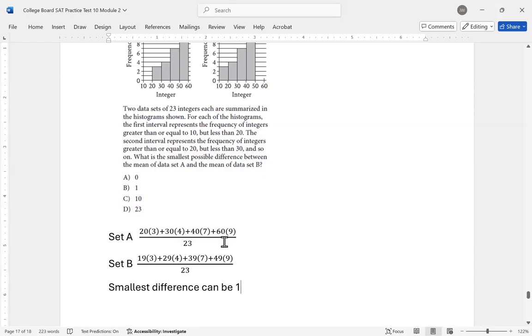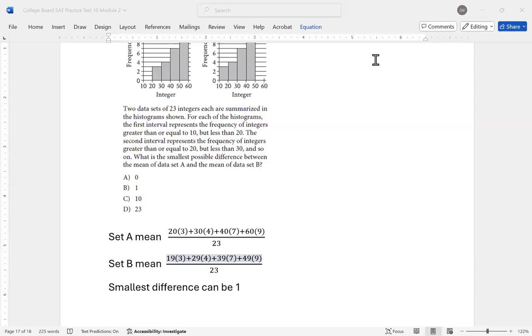Again, if you wanted to calculate the mean from data set A and data set B, that's how you'd calculate it. And you could actually come up with a number. It's not a really nice, pretty number, but you could come up with a rounded number. So this would be about 43.48. And this one is about 42.48. So if you wanted to calculate, that's fine.